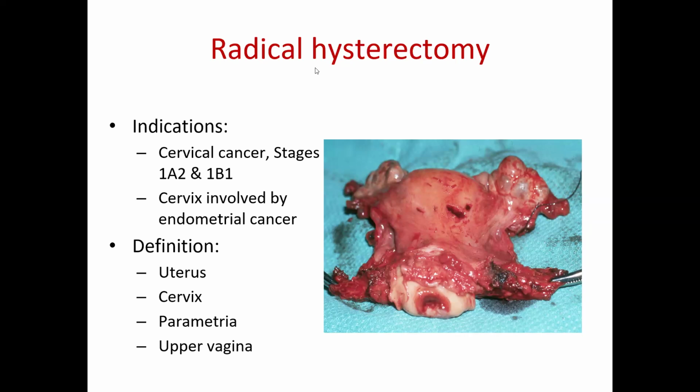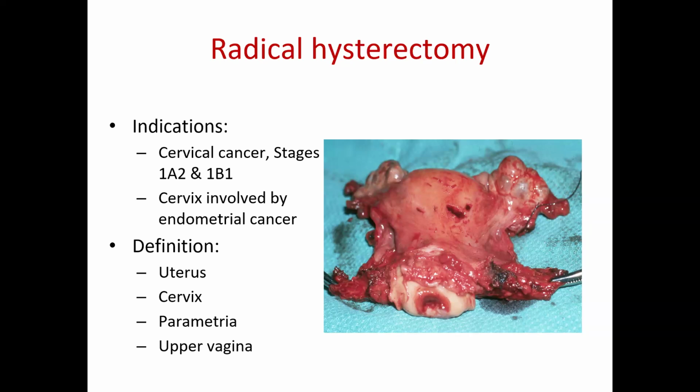Also, in a radical hysterectomy, you have to have at least 2 or 3 centimeters of vagina excised in the specimen. So what makes a hysterectomy a radical hysterectomy? It has parametrial tissue and it has the upper vagina. You notice I didn't comment about the ovary and fallopian tubes. That is irrelevant. Whether we have the fallopian tubes and ovaries in the specimen or not has nothing to do with making the specimen a radical hysterectomy.